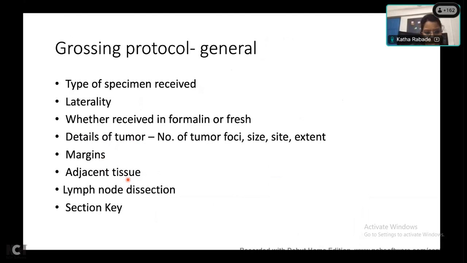Lymph nodes sent with the main specimen: the levels of nodes that are given, and each level of node should be grossed separately. We should mention the number of nodes that are sampled, whether they are grossly metastatic or not. And then lastly, the grossing paper should consist of a section.